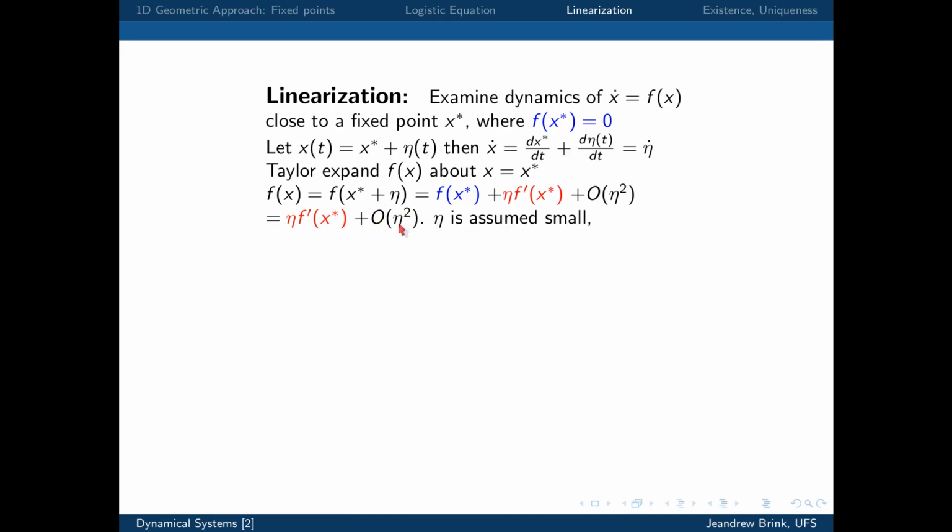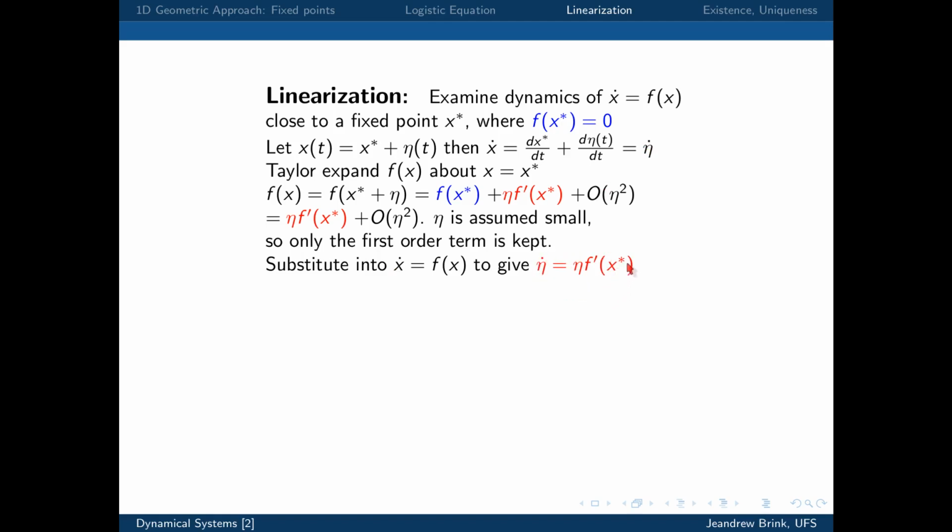But what we're going to do in linearization, which is why we call it linearization, is assume that eta is small and that we can neglect these higher order terms. So we keep only the first order term, and we substitute this expression of f of x into this equation. We put f of x approximated by eta times some constant on the right hand side, and x dot equals eta dot on the left hand side, and we're left with this.